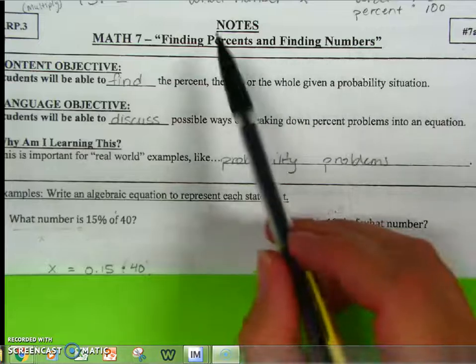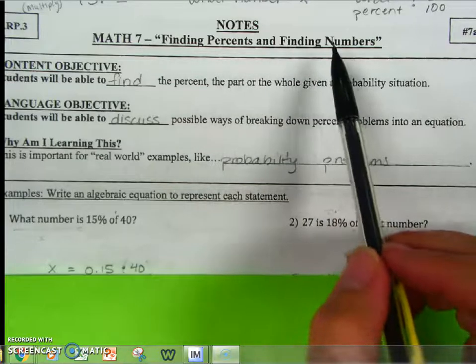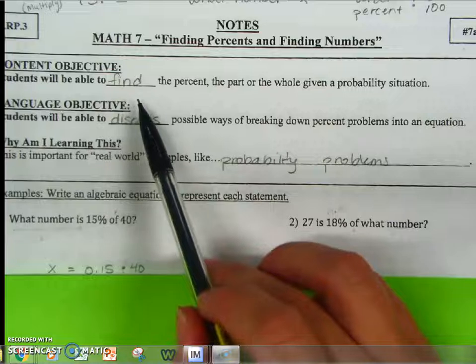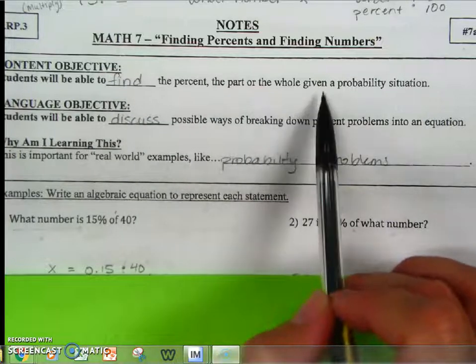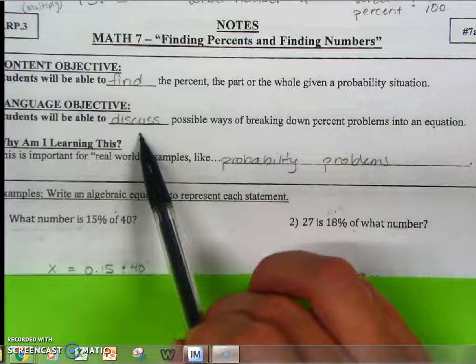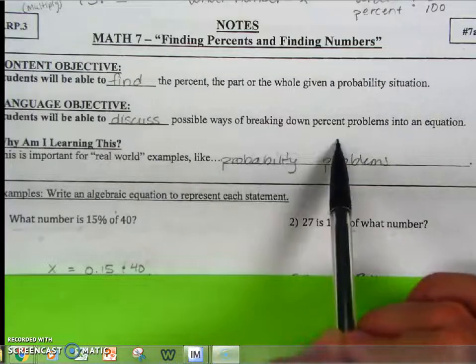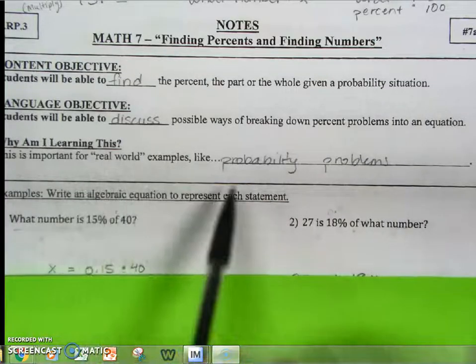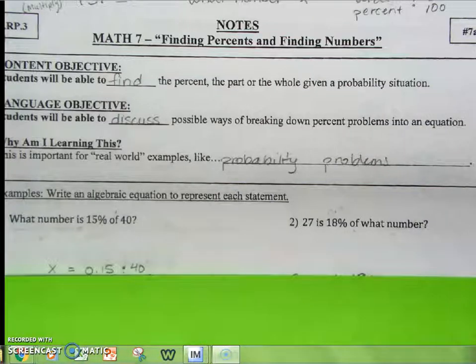Today we are finding percents and finding numbers. Students will be able to find the percent, the part, or the whole given a probability situation. Students will be able to discuss possible ways of breaking down percent problems into an equation. This is important for real-world examples like probability problems. So anytime you're trying to figure out the percent of a number, or what number is a certain percent of something else, we can use this process.